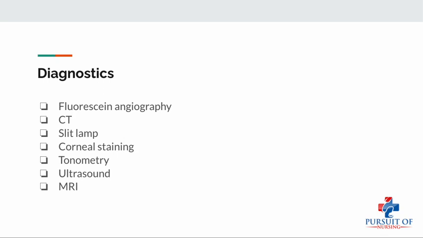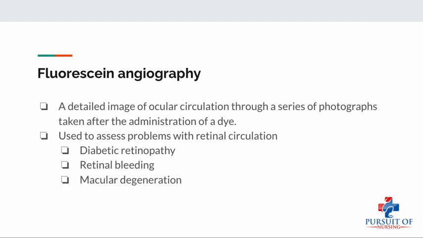So there are several different diagnostics for the eyes, and we're going to go over those individually. So for the fluorescein angiography, this is a detailed image of the ocular circulation. It's obtained through a series of photographs that's taken after the administration of dye. So it's used to assess problems with retinal circulation, such as those found in diabetic retinopathy, retinal bleeding, or macular degeneration. It can also be used to rule out the presence of intraocular tumors.